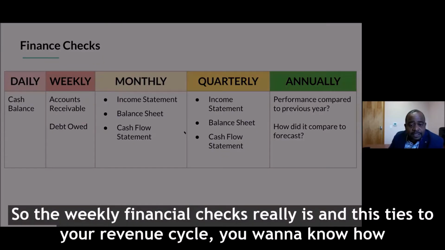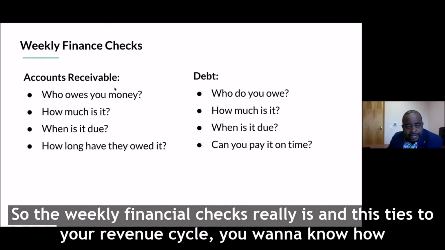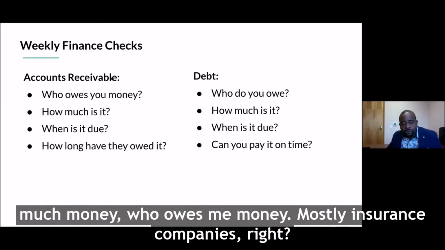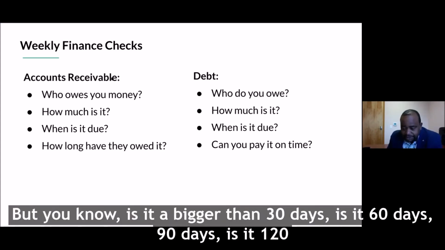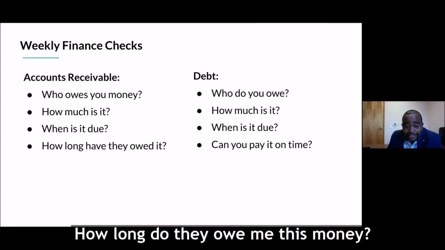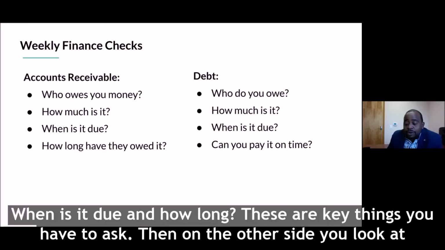So the weekly financial checks really tie to your revenue cycle. You want to know how much money, who owes me money, mostly insurance companies, right? But is it 30 days? Is it 60 days? Is it 90 days? Is it 120 days? Where is my money? How long have they owed me this money? When is it due, and how long have they owed? These are key things you have to ask.